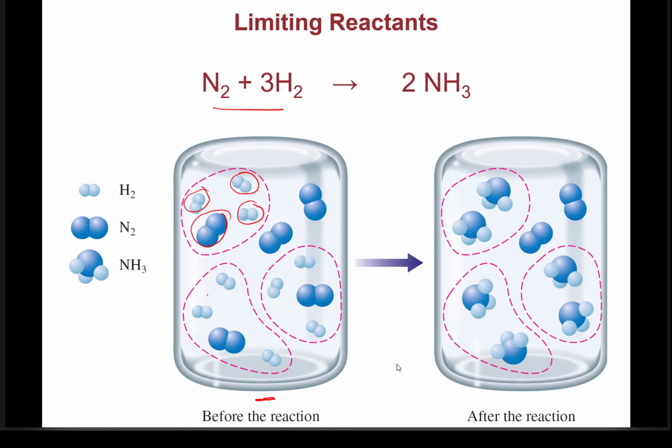So consuming all the hydrogen molecules is going to consume only 3 nitrogen molecules and it's going to leave 2 nitrogen molecules behind. So now the reactant that was in short supply or got consumed first is hydrogen. The reactant that remained in excess after the reaction is complete is nitrogen. So hydrogen is the limiting reagent. Nitrogen is the excess reagent.